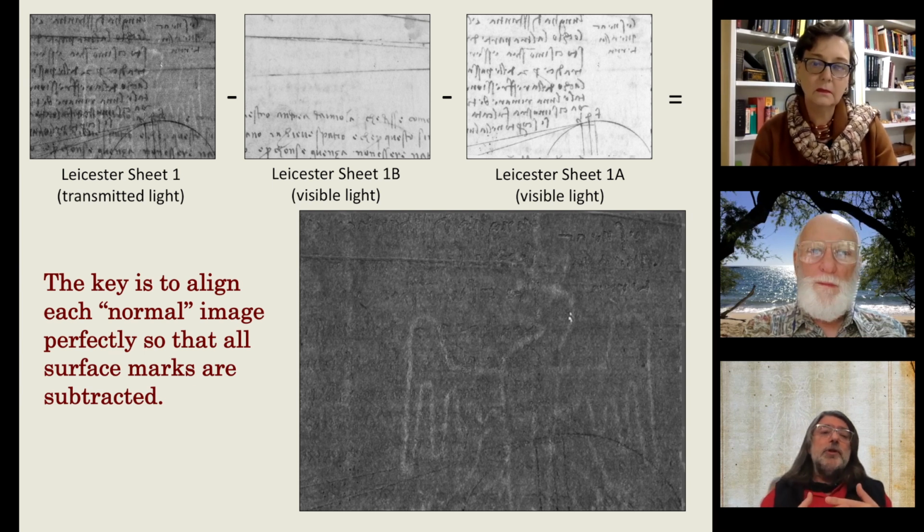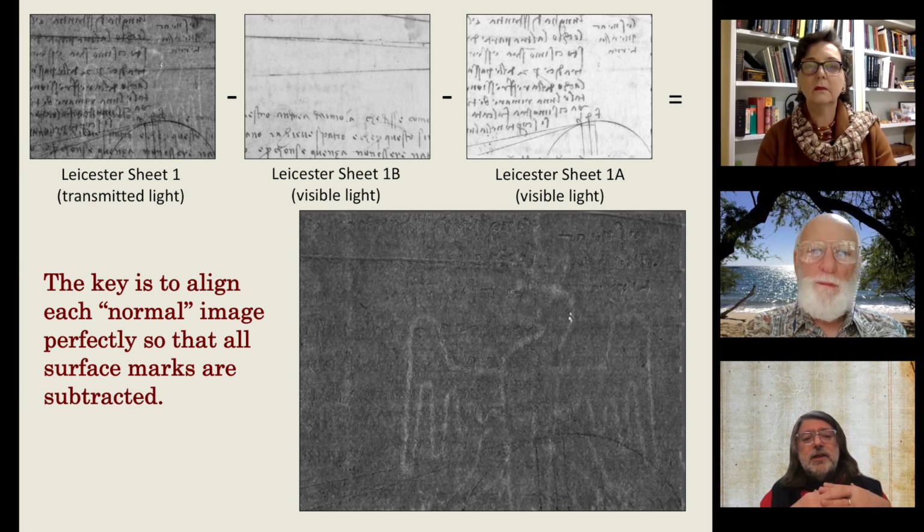And so essentially what we're going to be doing is taking the transmitted light image and subtracting out weighted versions of the sheet 1A and 1B in order to recover the thing that we want to see, which is, in this case, a much cleaned up version of the eagle.